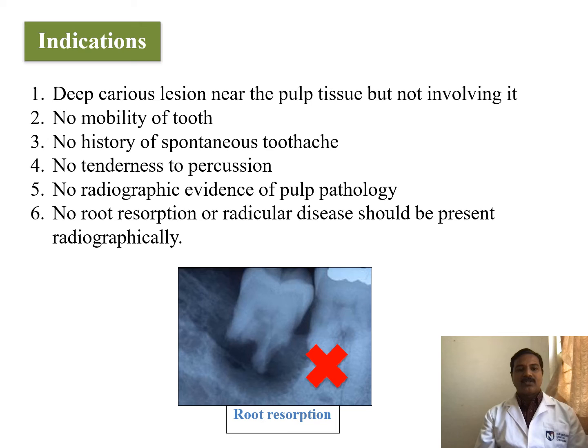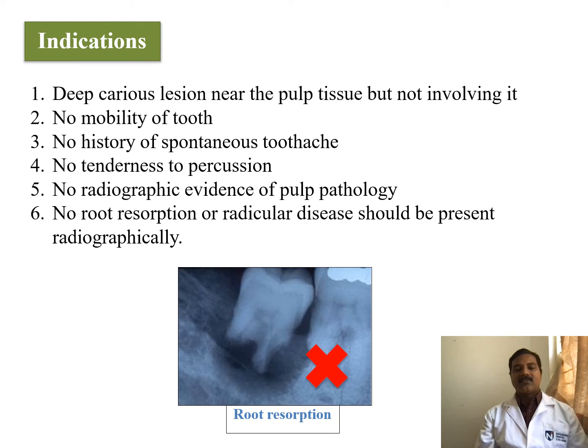There has to be no history of spontaneous toothache. There has to be no tenderness to percussion. As you know, whenever tenderness to percussion is there, it indicates that the infection has spread to the periapex. So a TOP positive case is an ideal case for root canal treatment, not for pulp capping.